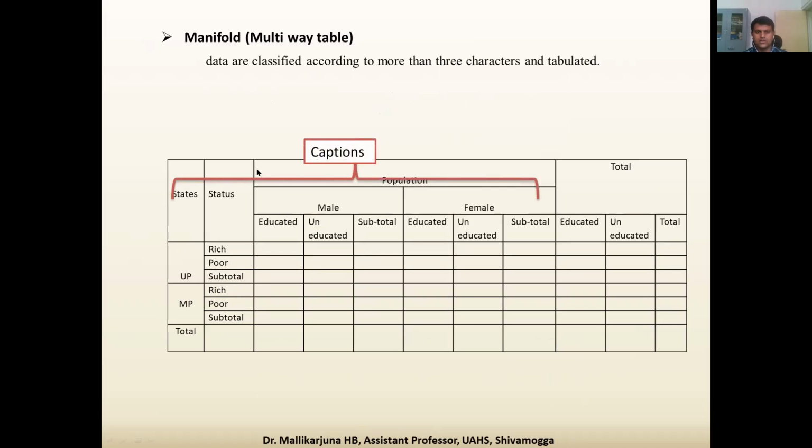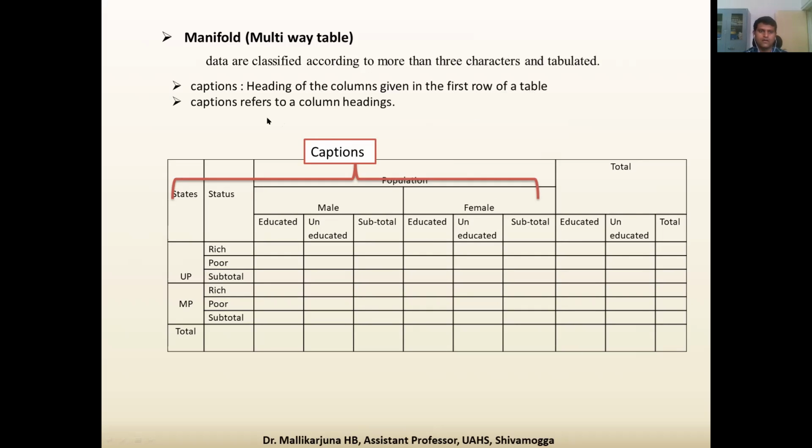And here these things, status, these things are known as captions, the column headings. Captions means headings of the columns given in the first row of a table. Caption refers to column headings. In the table, state, status, gender, educated and uneducated are the captions.